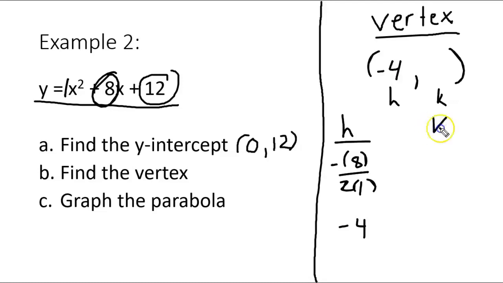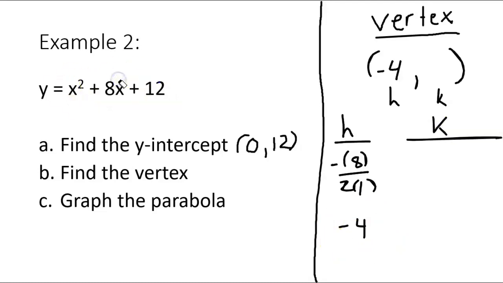Now to find the k part, we're just going to take that number that we got and plug it into the equation over here for x, and that will tell me the y value. So y is equal to negative 4 squared plus 8 times negative 4. And I'm running out of space, so I'll put my plus 12 right here. And then we just need to simplify this.